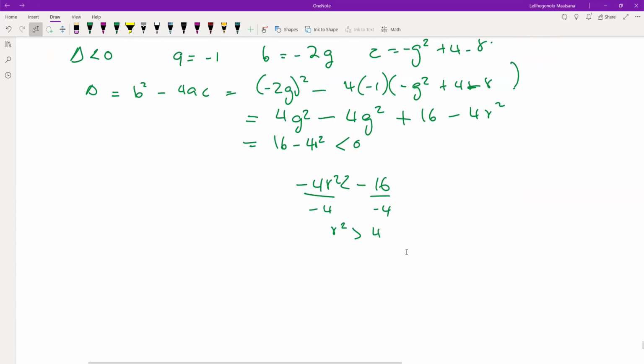I made a mistake by putting an r squared earlier. It's supposed to be just r. If you can see, it's coming from this multiplication, so it's not supposed to be squared. So then r must be greater than 4. Again, there are only two numbers that are greater than 4. It's going to be 5 and 6. Therefore, the probability is 2 over 6, and that gives us 1 over 3.